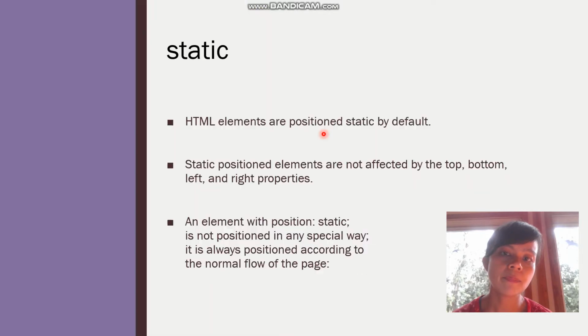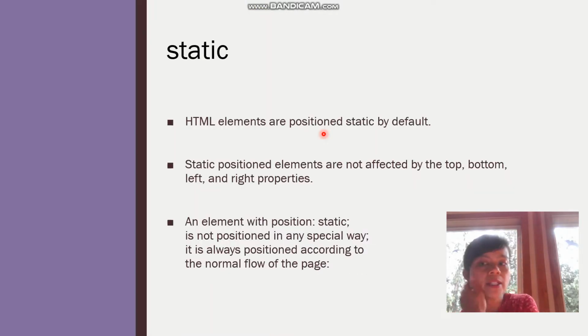So let's take a look at static first. HTML elements are position static by default. So if you don't declare any position at all, then it's going to be static. That is a default. Static position elements are not affected by top, bottom, left, and right properties. So you cannot set top, bottom, left, right properties at all if you do not set the position value first to something other than static. An element with position static is not positioned in any special way. It's always positioned according to the normal flow of the page.